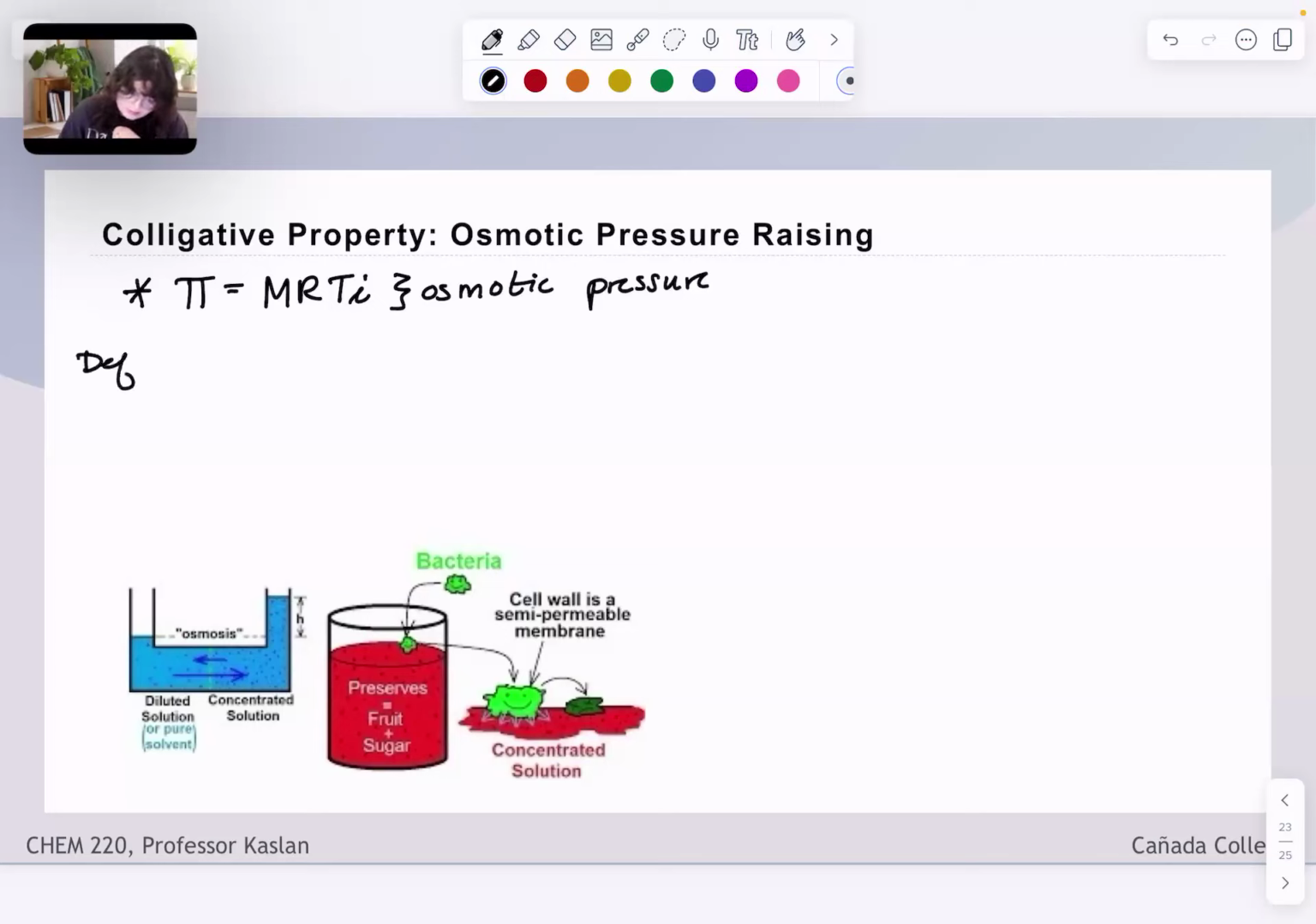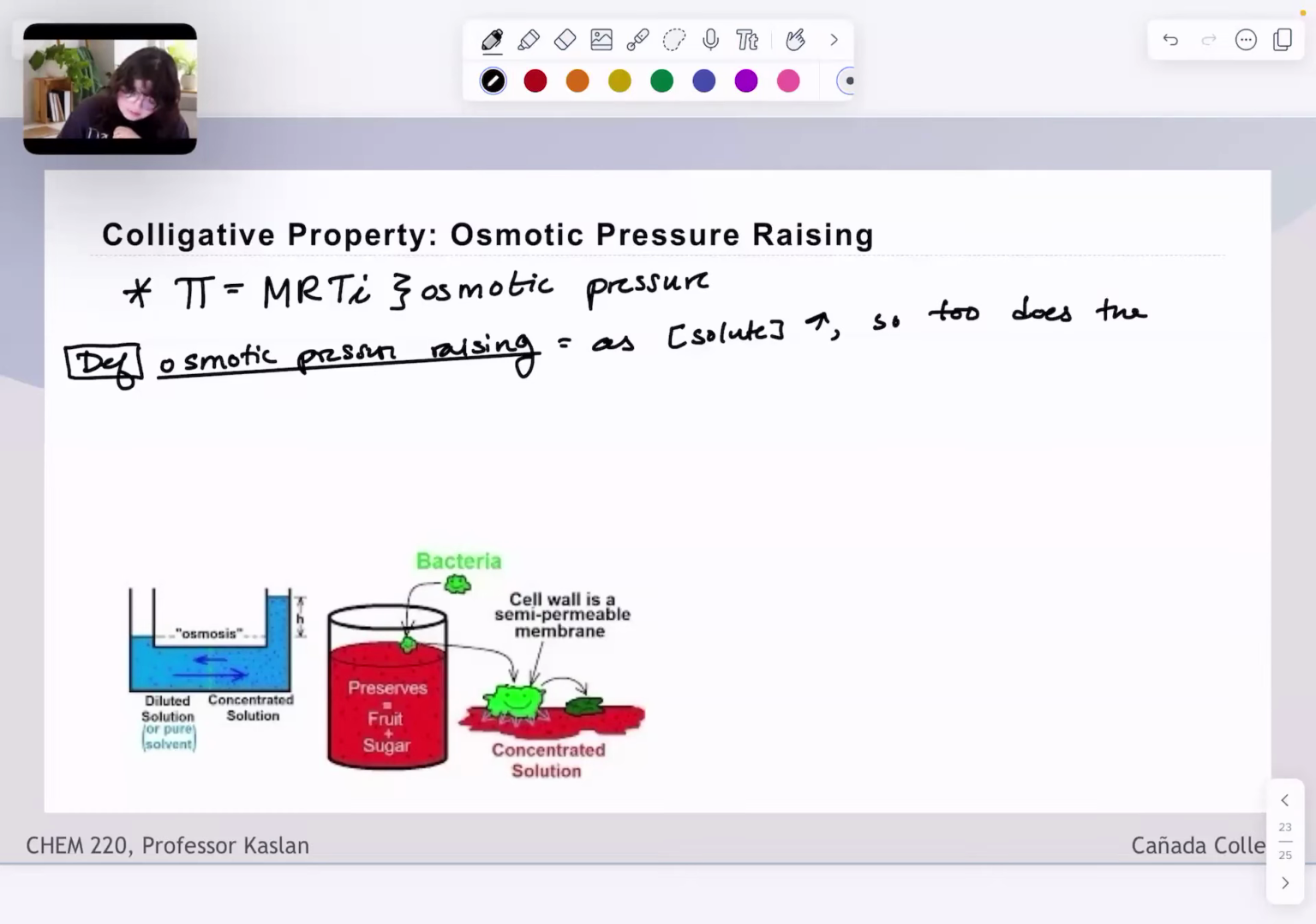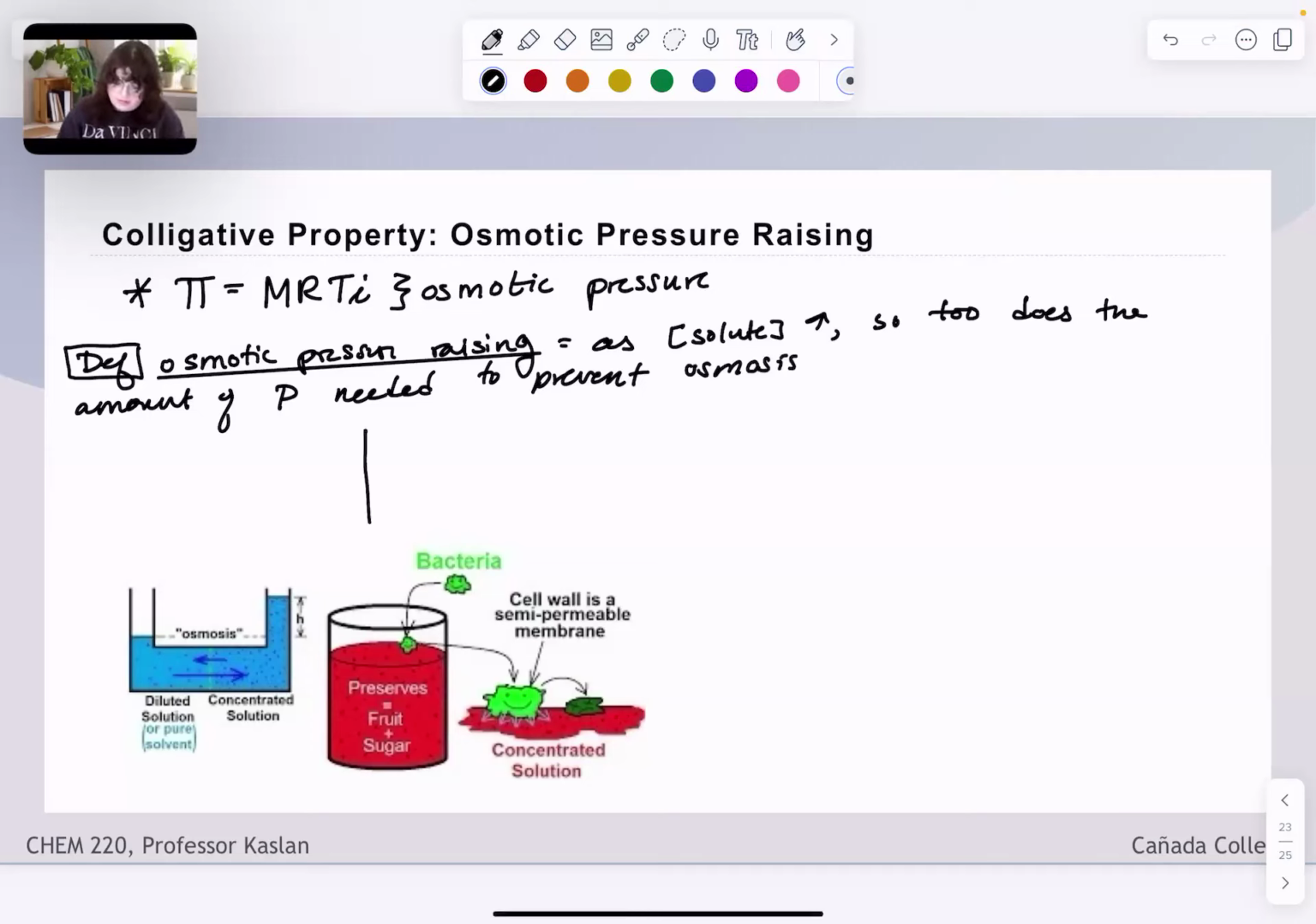osmotic pressure. And the colligative property of osmotic pressure raising simply says that as the concentration of solute increases, so too does the amount of pressure needed to prevent osmosis, or prevent water from flowing, because you can imagine if we had, and forgive my 3D sketch, it's not great, here's our two beakers that are separated by a semi-permeable membrane.